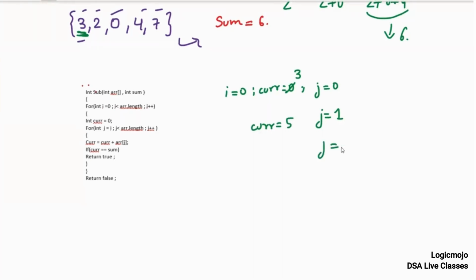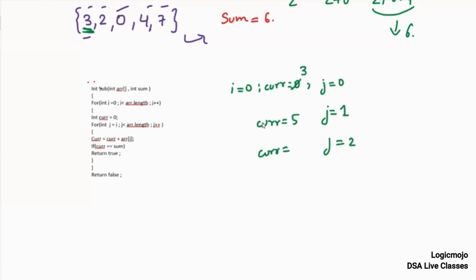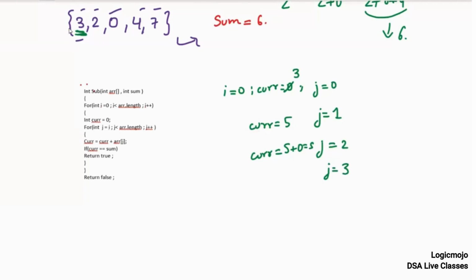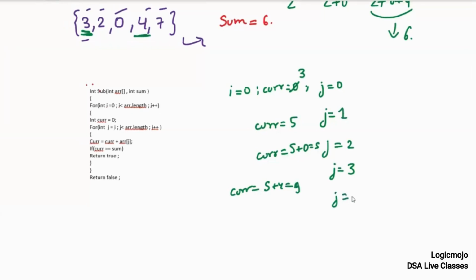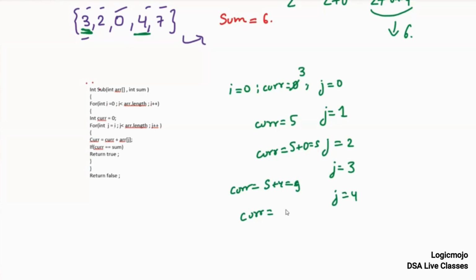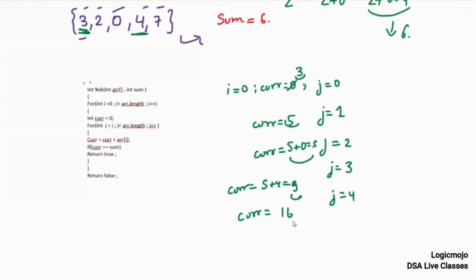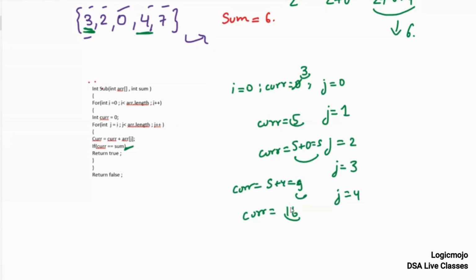Similarly, j value will become 2. Current will become 5 plus 0, which is equal to 5. Similarly, j value will become 3, which will be now at this index. Our current will again become 5 plus 4, which is equal to 9. Similarly, the value of j will become 4, and our current value will become 9 plus 7, which will be equal to 16. Now, if you see, guys, whenever we are reaching a new current value, we are checking whether it is equal to the sum or not. Since it was not equal, we have done all the iterations. We never stopped. We come out of this loop.